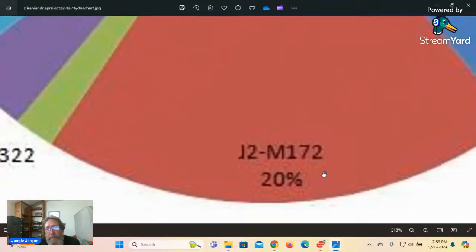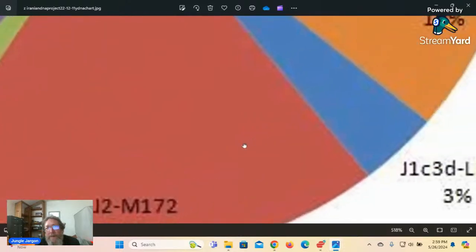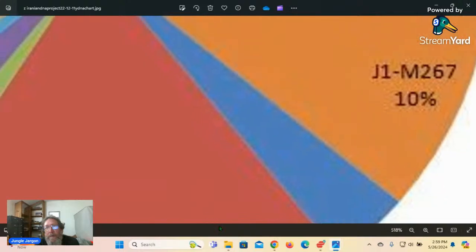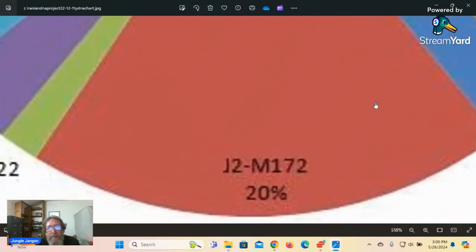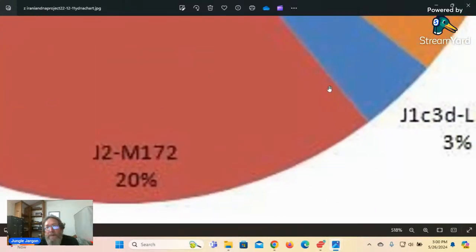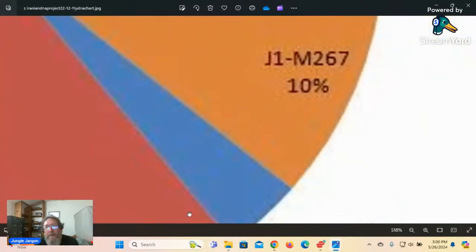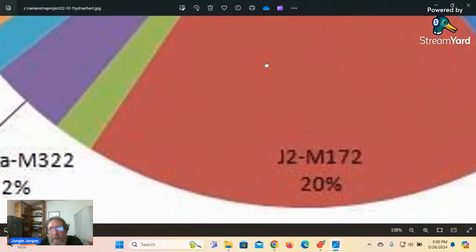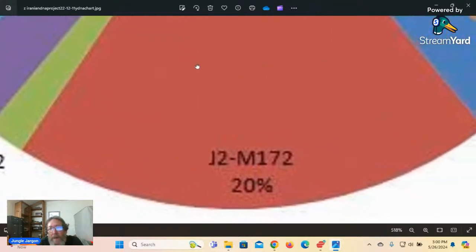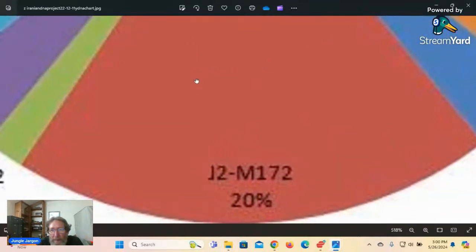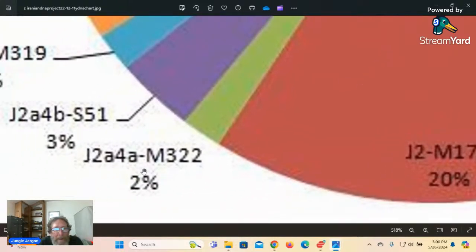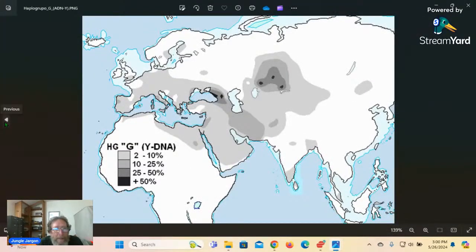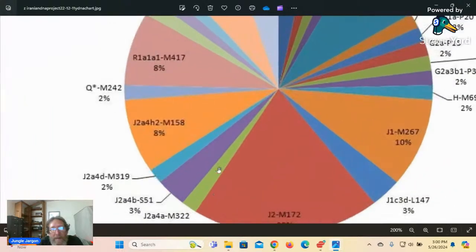J2M172, 20%. Now, to prove and show that I wasn't making up a story, there's J1 there, there's J1 there, which can also be Judaic, possibly Arabic. But if it's, let's see, the M267, we have to see what the M267 is. But anyways, what I wanted to show was this J2M172 of 20% is not the only Judaic population. It's not the only J2 population. There's J2A4, M322. It is not M172. Where am I going? It's not M172.